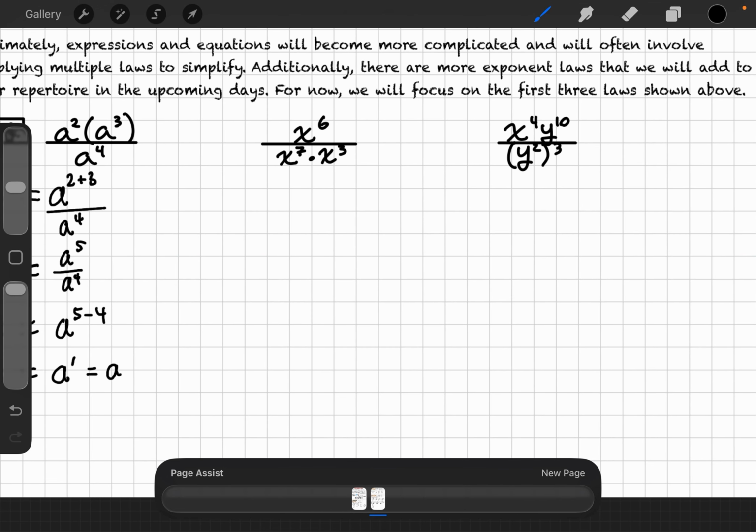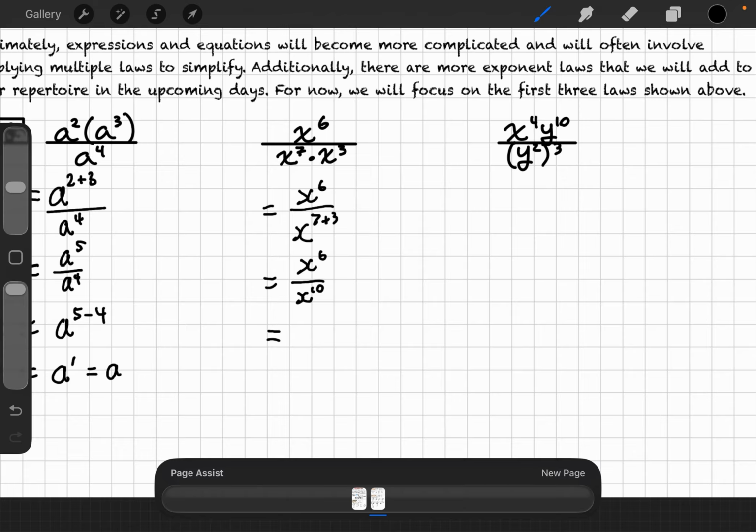Next one, x to the power of 6 over x to the power of 7 times x to the power of 3. Now, if we look at the top, the numerator here, we see that we can't really simplify anything. There's only x to the power of 6 there. If we look at the bottom, we see we can apply the product law there to simplify the denominator. So let's do that first. We'll keep the top, x to the power of 6, over x to the power of 7 times x to the power of 3. In this case, we apply the product law. This is the same thing as x to the power of 7 plus 3. Now, this is equal to x to the power of 6 over x to the power of 10.